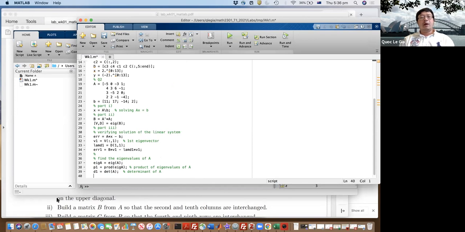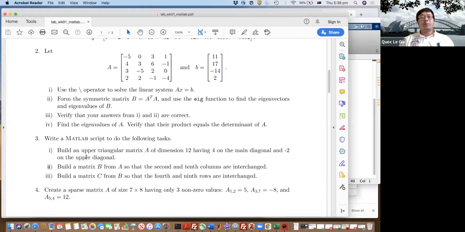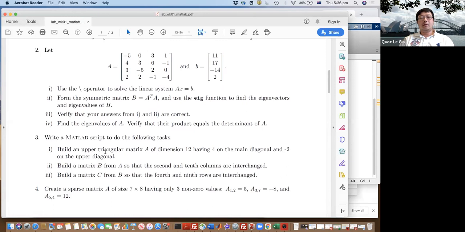Yeah. And so now the next question is: write a script to build an upper triangular matrix of dimension 12 having 4 on the main diagonal and minus 2 on the upper diagonal. So let me read it. The matrix will be 4 on the main diagonal and minus 2 on the upper diagonal.